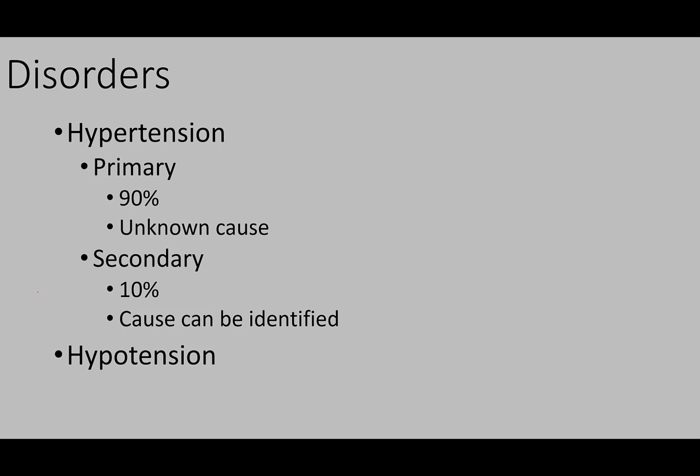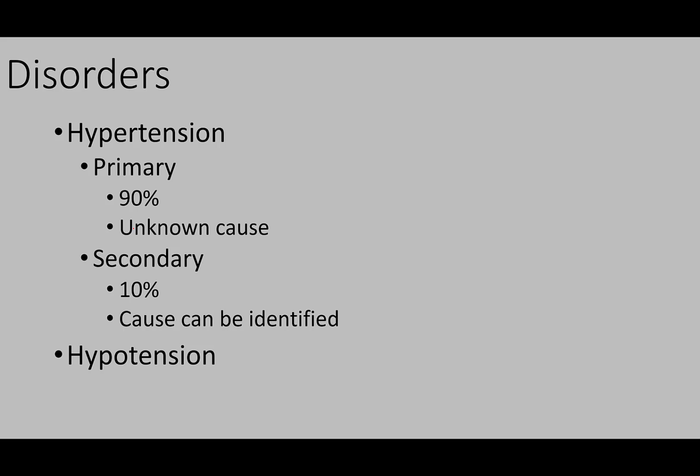So let's talk some disorders. Well, hypertension. When we're talking blood pressure, we have to talk about high blood pressure. Hypertension. There are two primary varieties of hypertension. There's primary hypertension and secondary hypertension. Primary hypertension is about 90% of the cases of hypertension. And in primary hypertension, the cause is unknown.